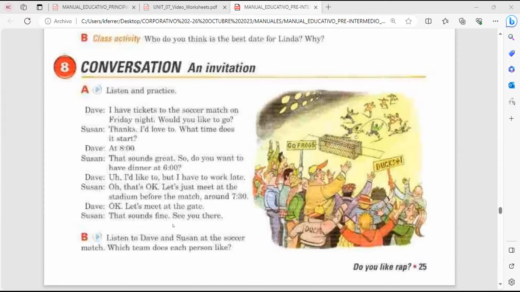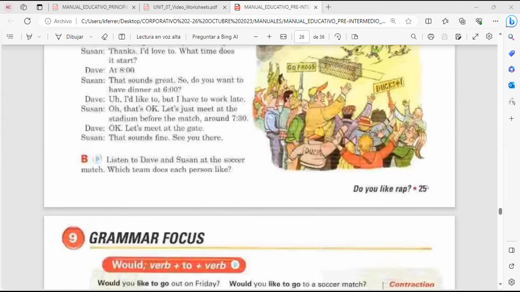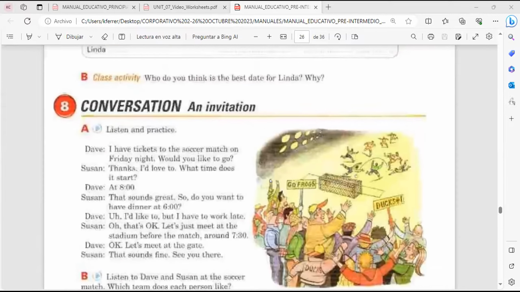So, now you are going to write a similar conversation with your partner, pretending that you are inviting your friend to go out with you to watch a match, to see a concert, to go out and have some dinner, okay? So you're going to work in your group and write a similar conversation. This is on page 25 of your book.